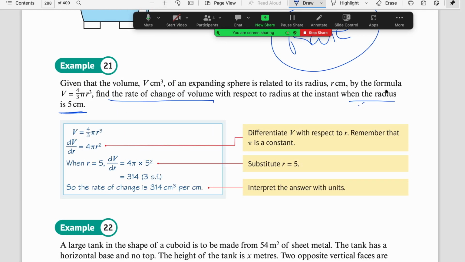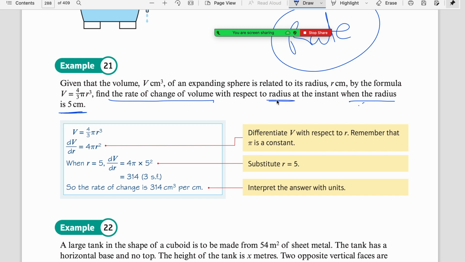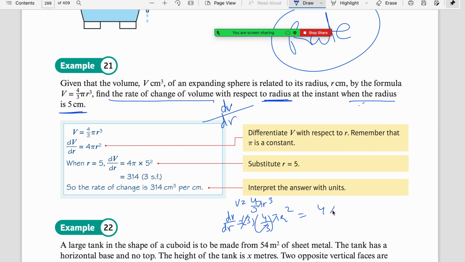So given that the volume of an expanding sphere is related to radius, formula is given, find the rate of change of volume with respect to radius when the radius is 5. It is asking you the rate of change of volume with respect to radius, so dv over dr actually. We have v equals 4 by 3 pi r cube. When we find dv over dr, this becomes 3 into 4 by 3 pi r square, so 4 pi r square, and we have the value of r as 5. 5 square is 25, 4 times 25 is 100 pi, which is 100 times 3.142, 314.2 centimeter cube per centimeter.